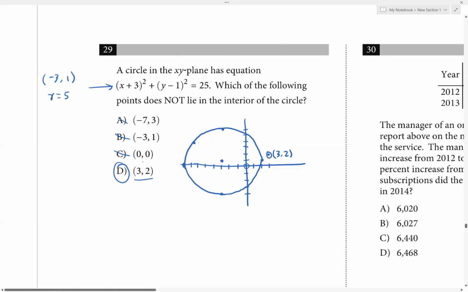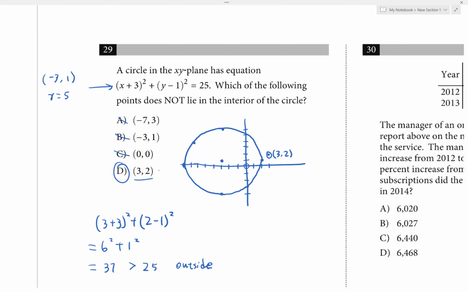So if you plug in (3, 2), x is 3. It'll be (3 + 3)² + (2 − 1)². If we solve that, what do we get? That'd be 6² + 1², which is 36 + 1 = 37. This is greater than 25, so it'll be outside the circle. Greater than r squared will be outside. So again, that confirmed D should be our answer. Okay, so that's it for number 29.